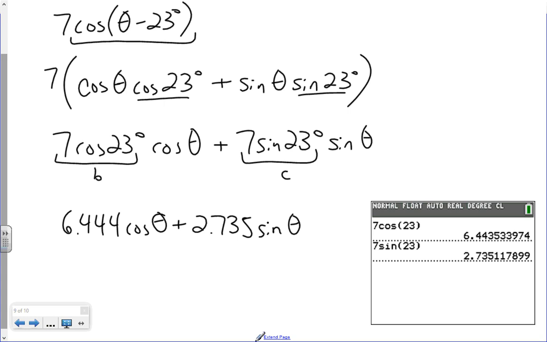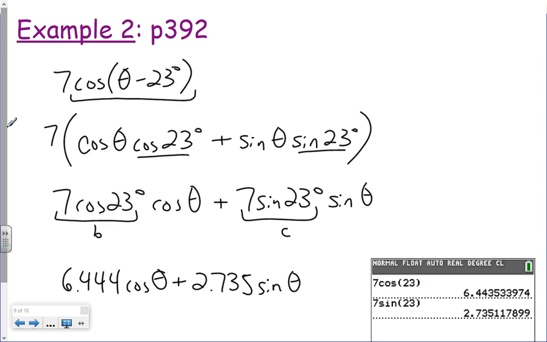And if I started out with this problem right here, I could use that linear combination property to find out what A and D would be equal to. And we shouldn't be surprised that the A and D you'll come up with are the 7 and the 23 degrees here if we did that.